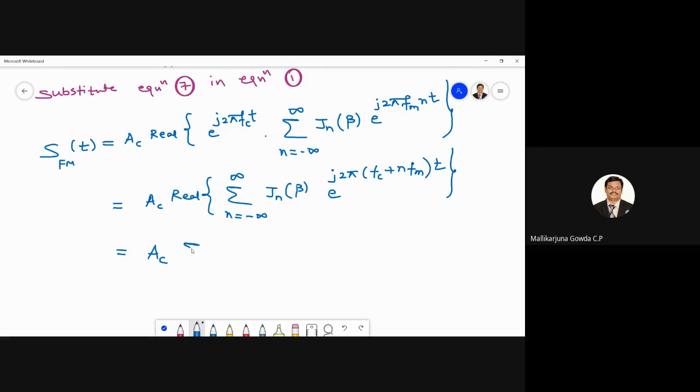Summation n equal to minus infinity to infinity, Jn of beta into cos of 2 pi (fc plus n fm) t. Okay. So this is the expression for wideband FM.